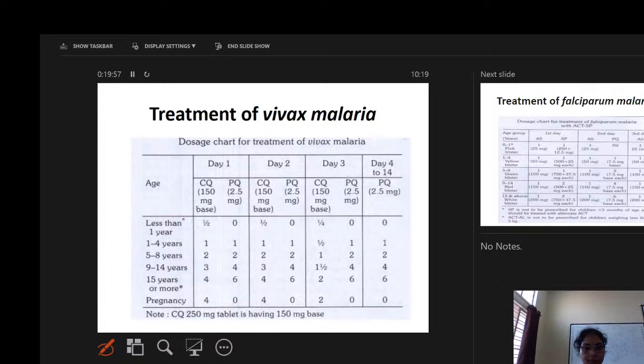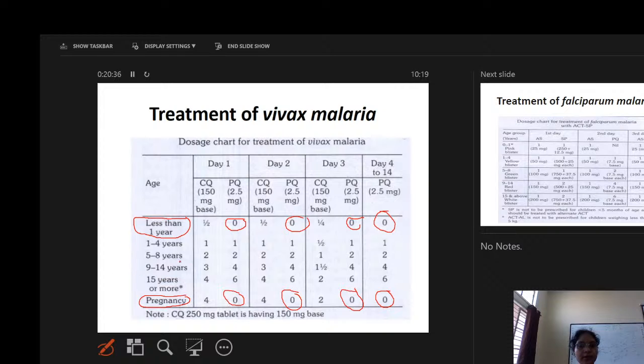So for less than 1 year, we won't give primaquine. Okay, 0, 0, 0, 0. Okay, and pregnancy also 0. Okay, so I hope you all will remember this. We will not give primaquine for infants and pregnant women.